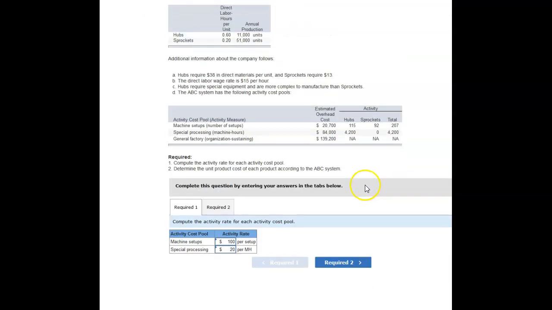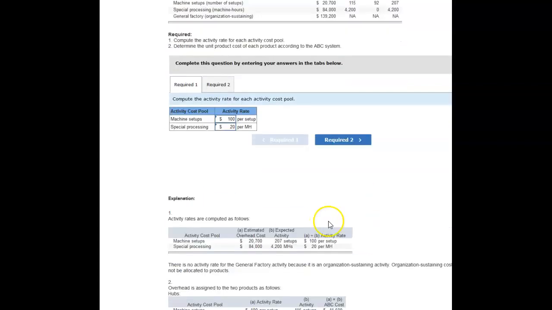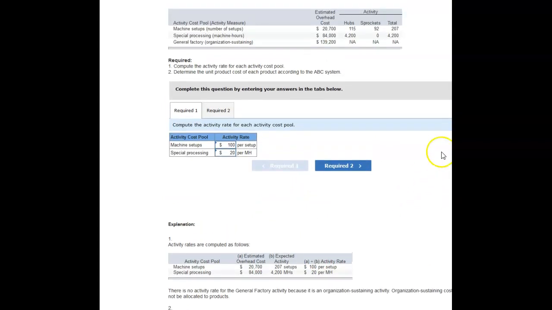So let's see what we have here. Requirement number 1 was asking us to compute the cost per machine setup and per special processing hour. You can see $100 and $20. Now, here is the computation. Let me move this up a little bit. There. I still have this information, and here's how we use it.